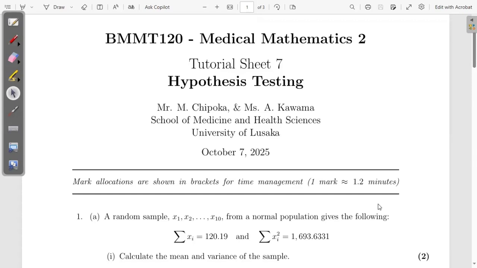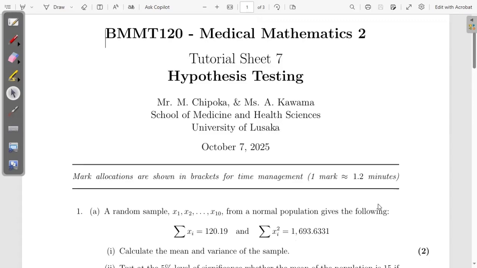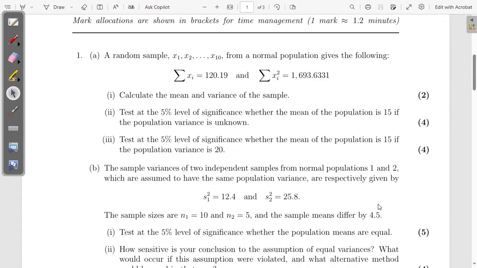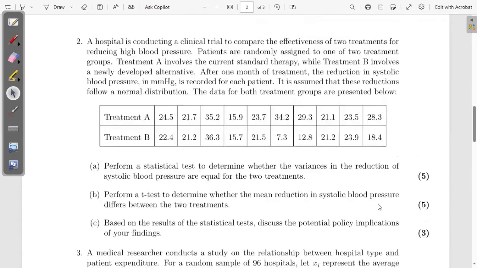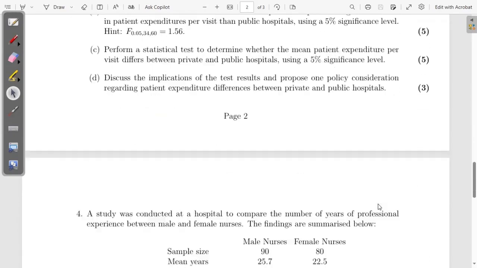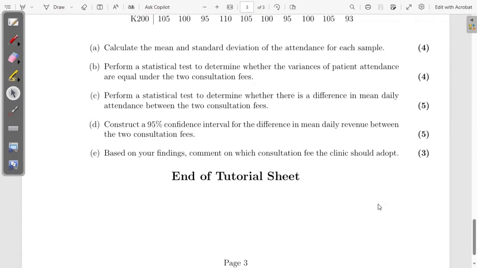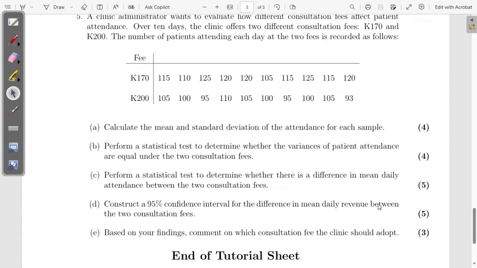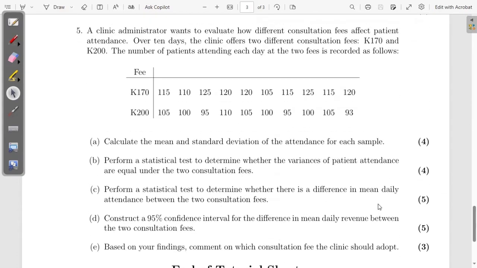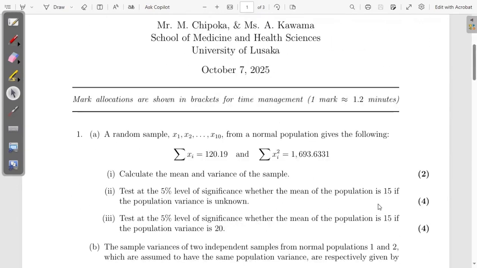With me here, I have a tutorial sheet with questions on hypothesis testing. I'll be explaining the concepts of hypothesis testing as I solve these questions. In this tutorial sheet, I have 5 questions which I'm going to solve. By the end of this video, you're expected to know everything about hypothesis testing. These are the questions that we're going to solve.